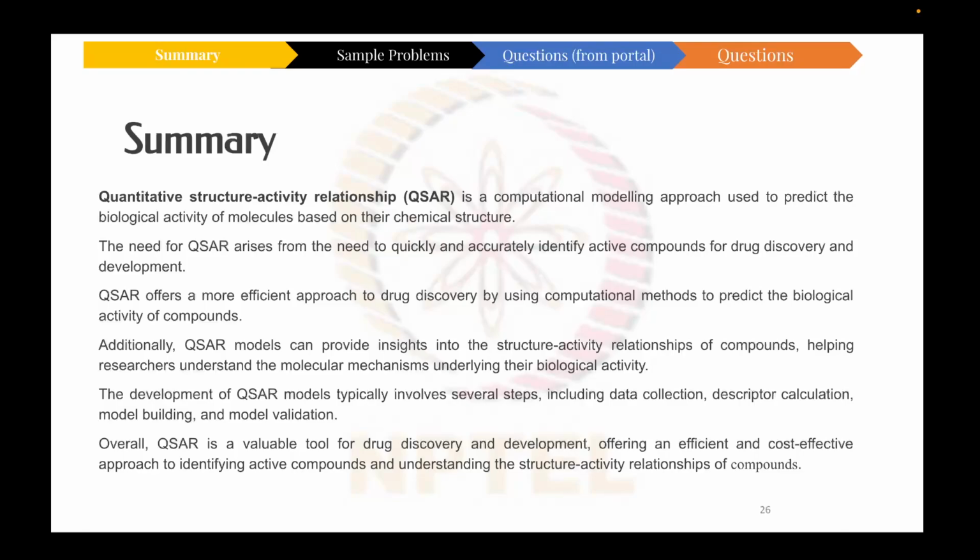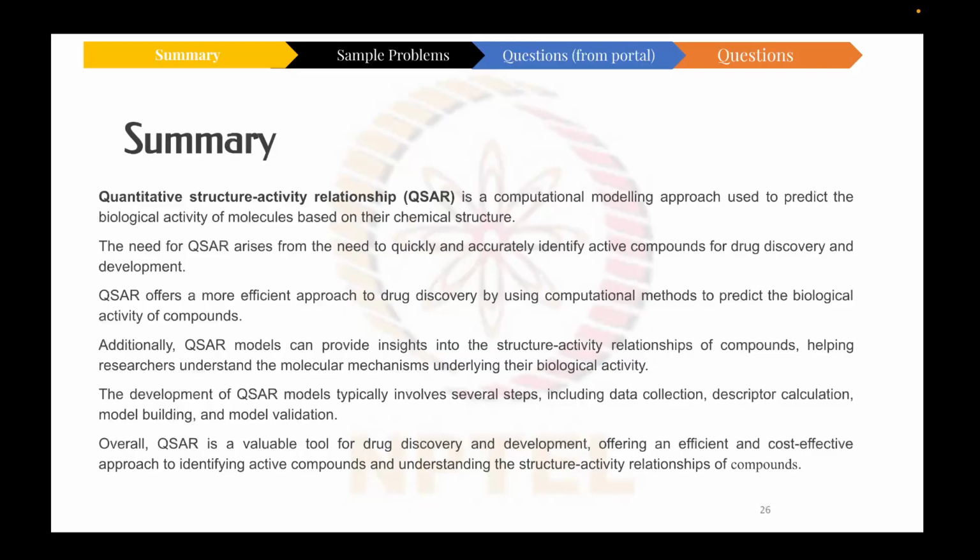QSAR models can be used to identify compounds with a desired activity, reducing the need for extensive synthesis and testing. Additionally, QSAR models can provide insights into the structure-activity relationships of compounds, helping researchers to identify and understand the molecular mechanisms underlying their biological activity.